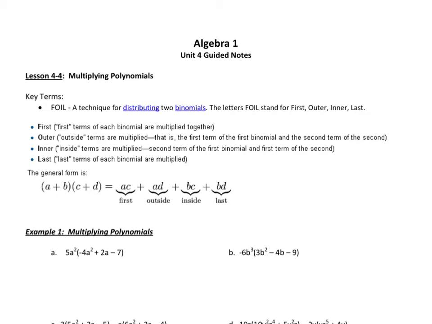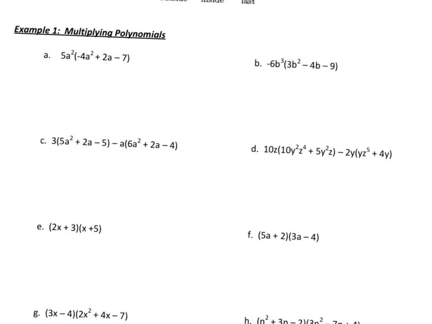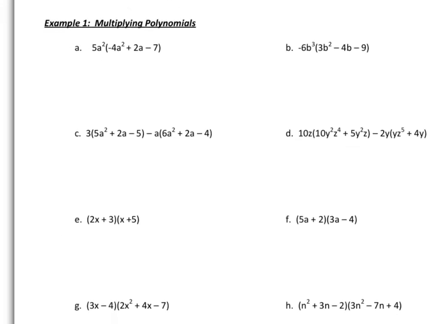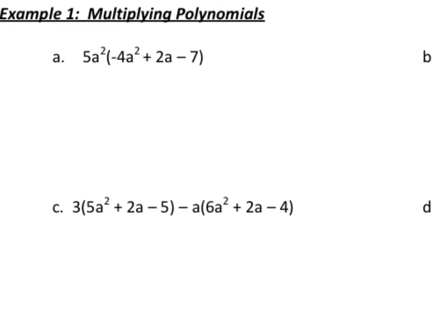Lesson 4.4, Video 3. So let's talk about multiplying polynomials that are not two binomials. One example is multiplying through a monomial. And if we do that, we will multiply 5a squared times everything in the parentheses.